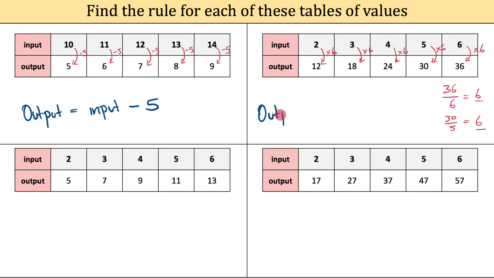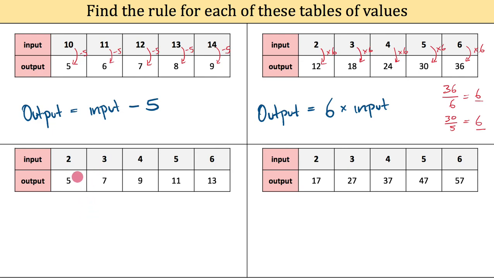So my output is going to be 6 times my input. So I'm taking my input, I'm multiplying it by 6, and I'm getting my output. So it's multiplying by 6. 6 multiplied my input. Let's keep on going. These are our last two, and then we're going to stop. So make sure you give these a go before you're watching me.